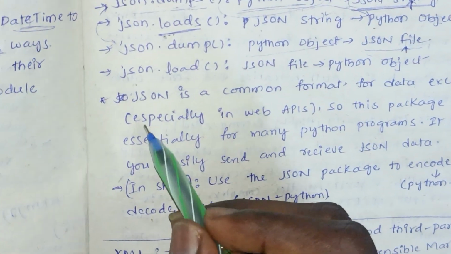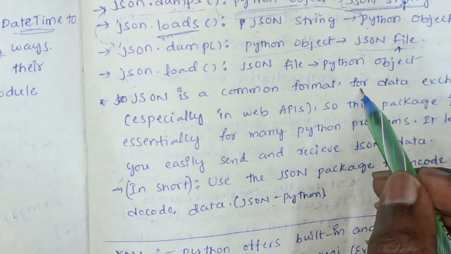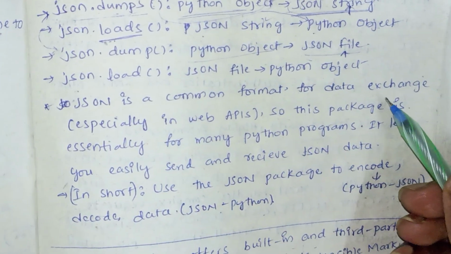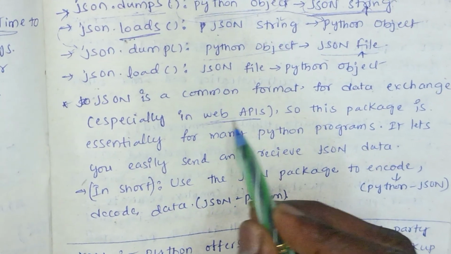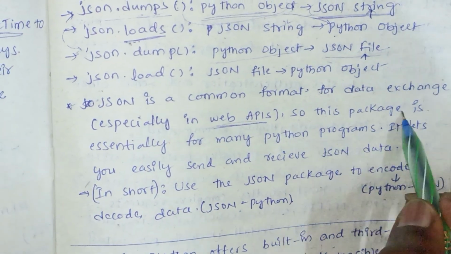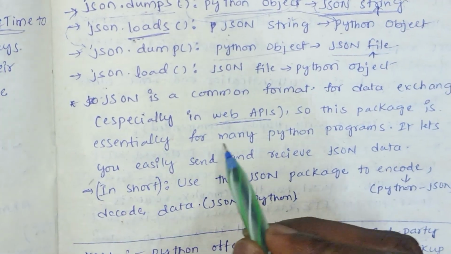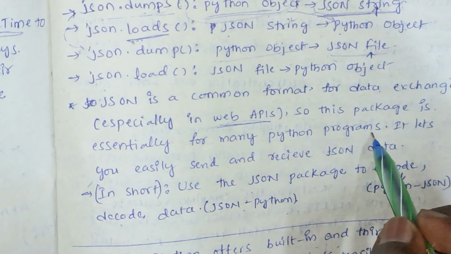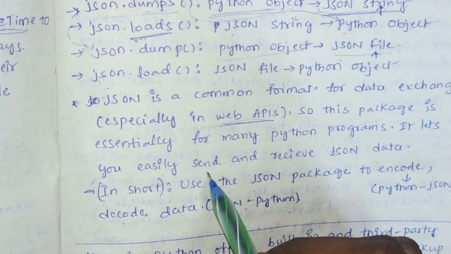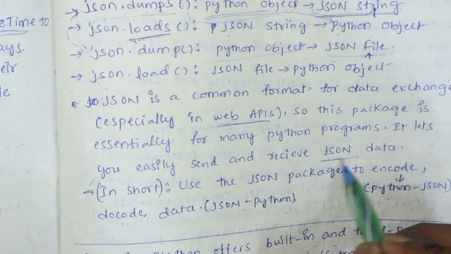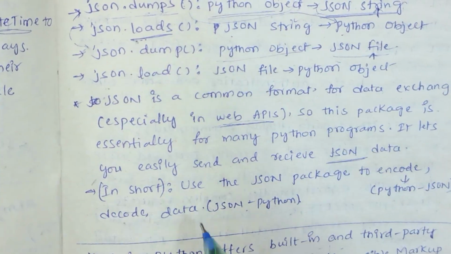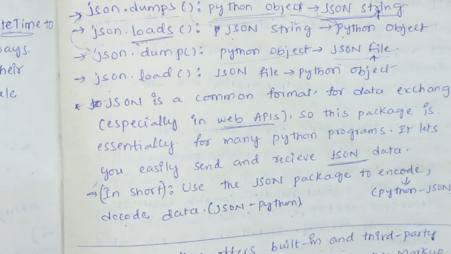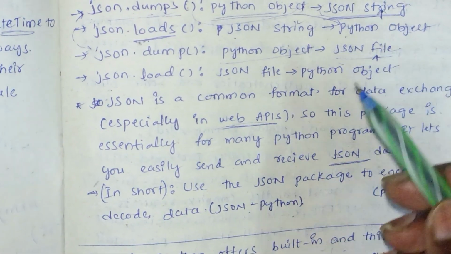Next, JSON is a common format for data exchange, especially in web APIs. So this package is essential for many Python programs. It lets you easily send and receive JSON data. By using these key functions, we can receive and send data from Python to JSON to Python.